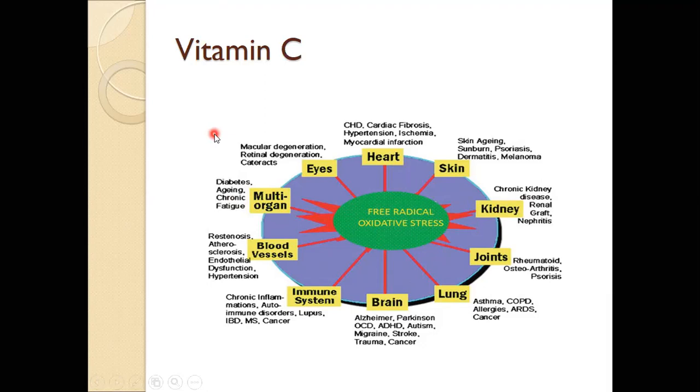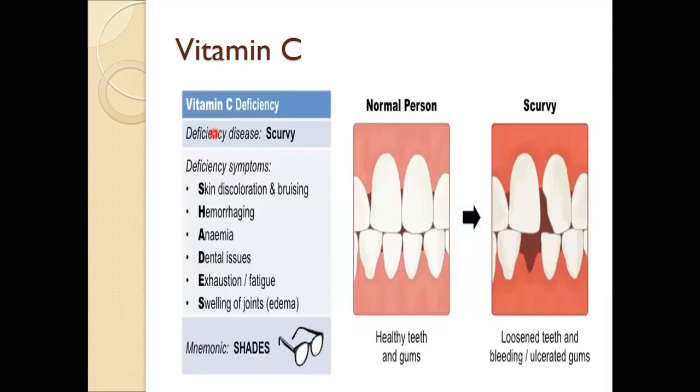So it's a very important vitamin. مهم للاكتيفيشن of folic acid، مهم للايرون absorption. So vitamin C is important for activation of folic acid to folinic acid. Vitamin C is also important for iron absorption. It has many functions. So deficiency of vitamin C may lead to a disease called scurvy.